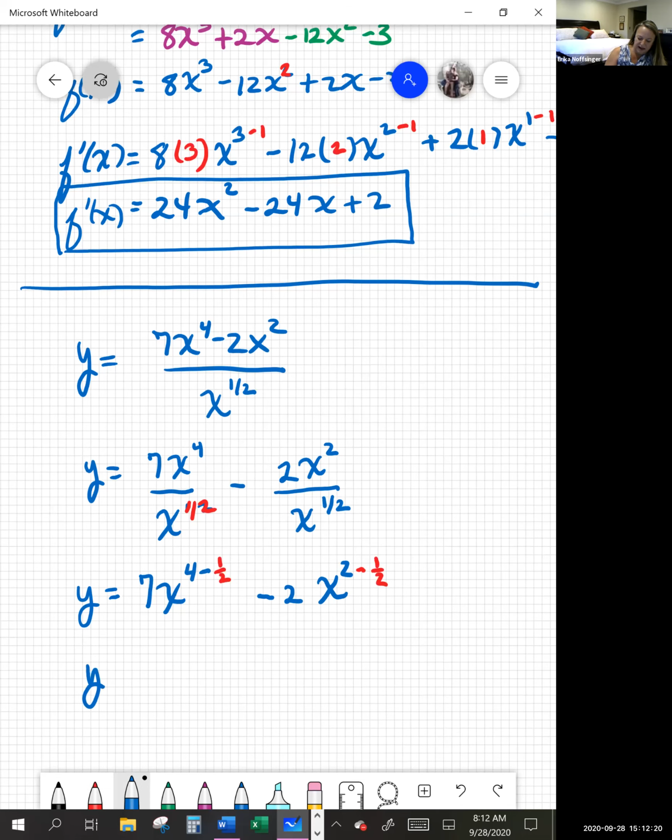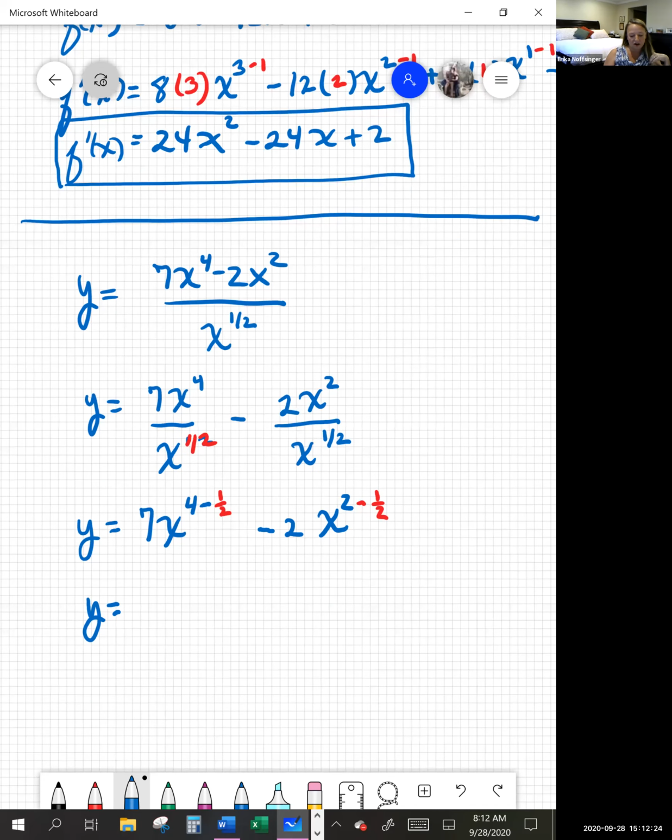So in order to combine terms that have fractions in there, we need a common denominator. And so for 4 minus 1/2, our common denominator is 2. So we need to get 2 in the denominator for 4. So we have y is equal to 7, x to the 8/2 minus 1/2. So 8/2 minus 1/2 is 7/2. Minus 2x to the, so this is 4/2 minus 1/2, which is 3/2.